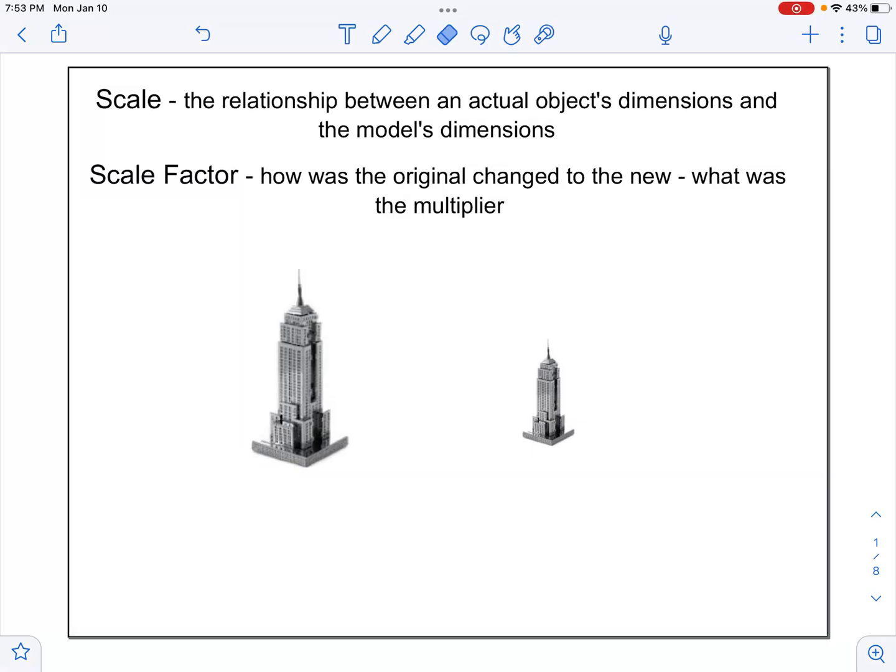Today's lesson is going to be about scale and scale factor. So let's just look at some definitions. Scale is going to be the relationship between an actual object's dimensions and the model's dimensions.